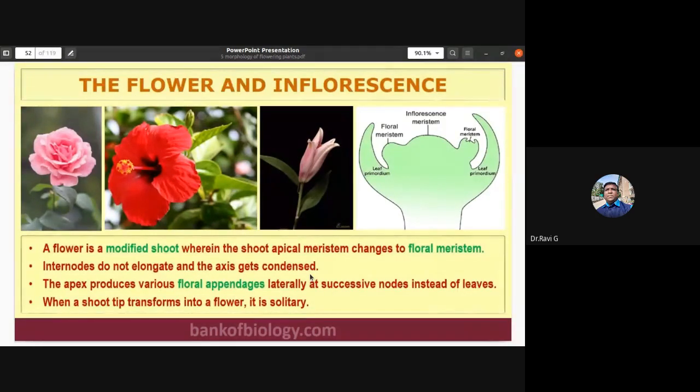So flower is a modified shoot wherein the shoot apical meristem changes to floral meristem. I've already defined what is a flower. But when you look at the developmental stages of these flowers, it is a modified shoot wherein the shoot apical meristem has changed to floral meristem. You can see the slide here. So there is a leaf primordium, floral meristem, inflorescence meristem. So the shoot apical meristem has changed itself to form the floral meristems.